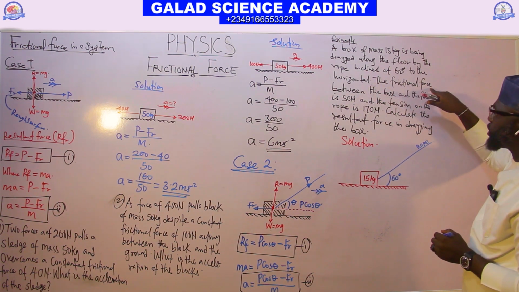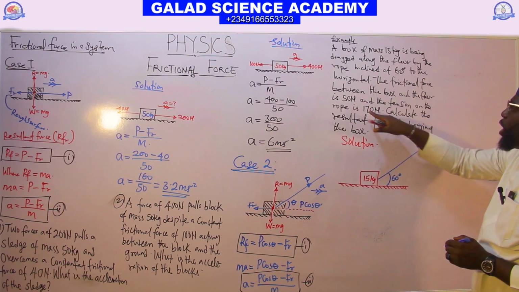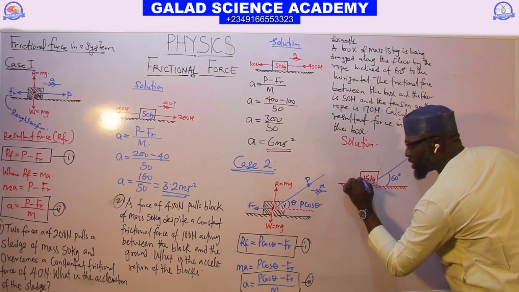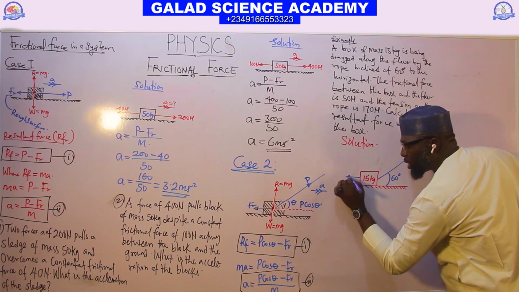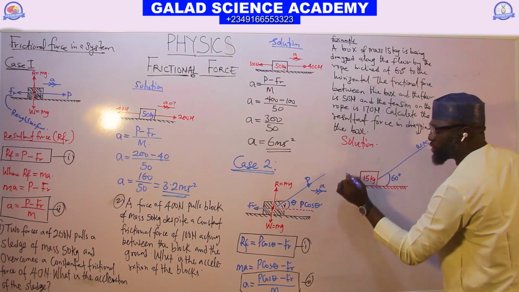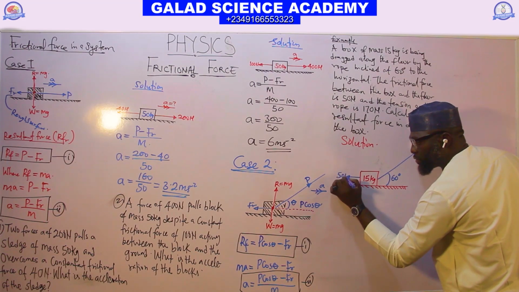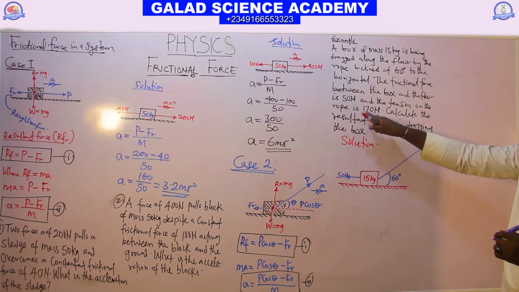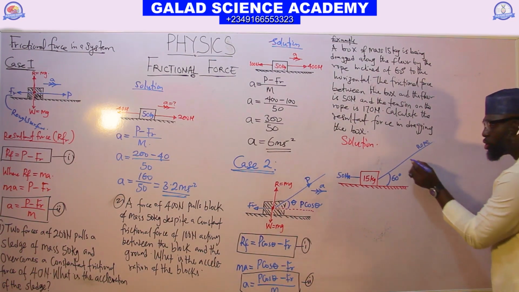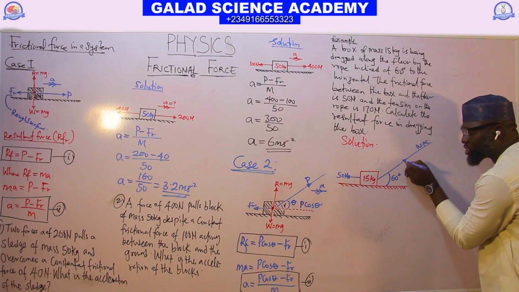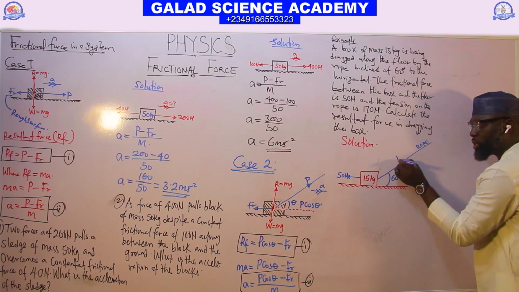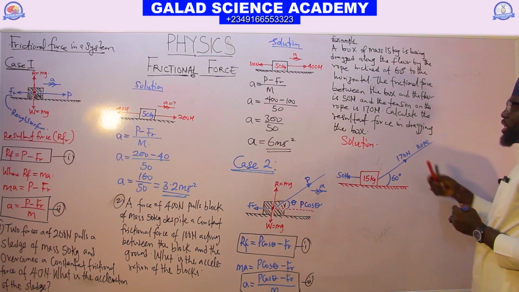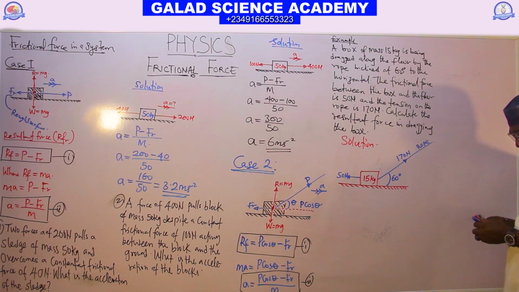The frictional force between the block and the floor is 50 newtons. And the tension on the rope is 170. So on this rope, we have the applied tension of 170 newtons. Calculate the resultant force on the dragged block.